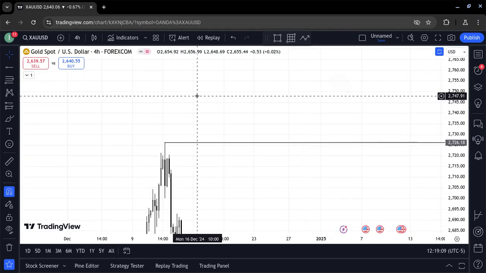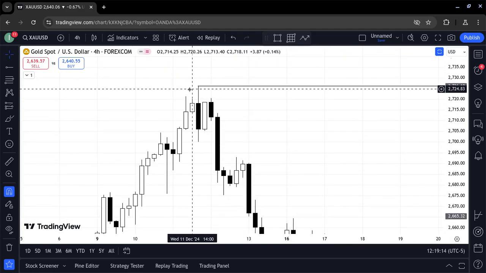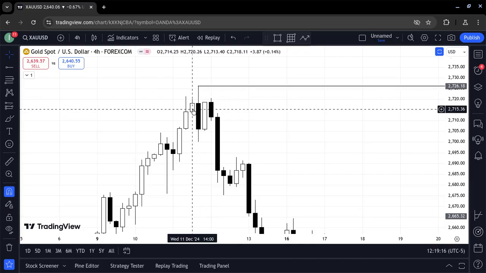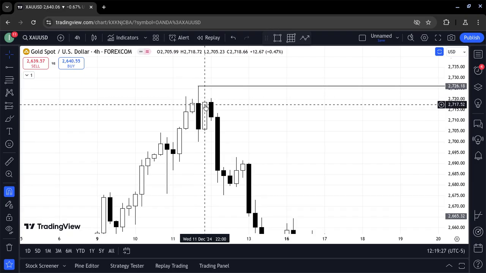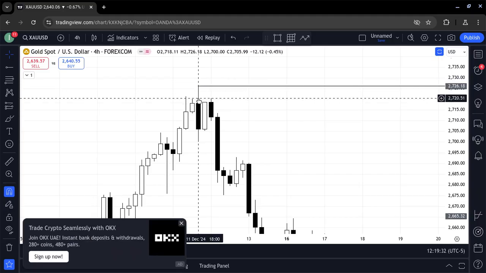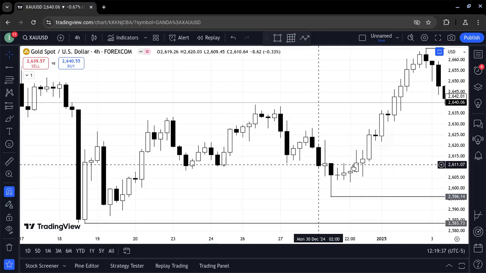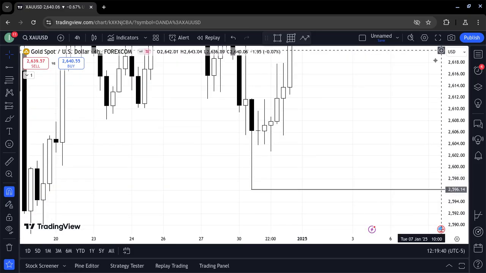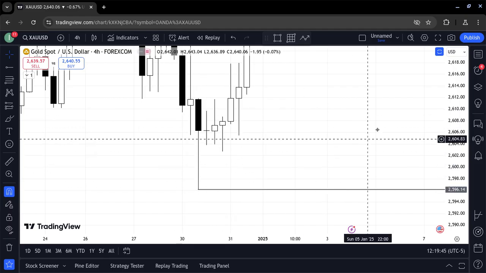What's a swing high? I know this is really basic, but a swing high is a candle which has a lower high to its left and a lower high to its right. That wick or that candle forms a swing high. The opposite is a swing low. It has a higher low on the left and a higher low on the right. That candle is the swing low.